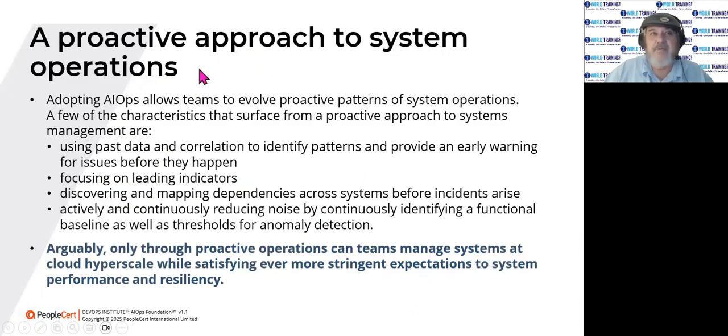Okay, so a proactive approach to system operations is different. Adopting AIOps allows teams to evolve proactive patterns of system operations. So some of the characteristics here are using past data in correlation to identify patterns and provide early warning for issues before they happen. Focus on leading indicators instead of lagging indicators. Discover and map dependencies across systems before incidents arise, and actively and continuously reduce noise by continuously identifying a functional baseline, as well as thresholds for anomaly detection, anything that is abnormal, predicting abnormal behavior trends.